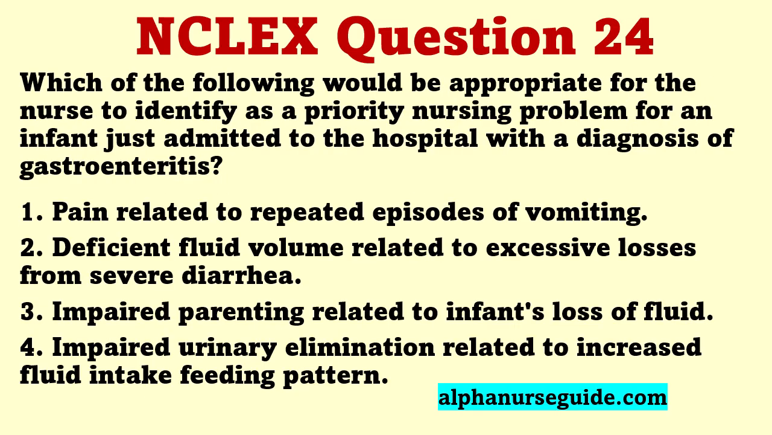Which of the following would be appropriate for the nurse to identify as a priority nursing problem for an infant just admitted to the hospital with a diagnosis of gastroenteritis? 1. Pain related to repeated episodes of vomiting. 2. Deficient fluid volume related to excessive losses from severe diarrhea. 3. Impaired parenting related to infant's loss of fluid. 4. Impaired urinary elimination related to increased fluid intake feeding pattern.